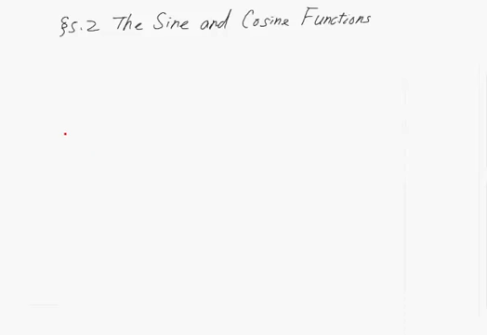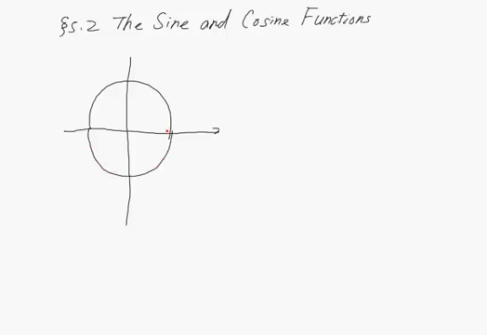Now let me draw a unit circle on the whiteboard. So this is (1, 0). This is (0, 1). And this is (-1, 0). And this is (0, -1). Now, let's try to find the sine and the cosine values of the multiples of 90 degrees.